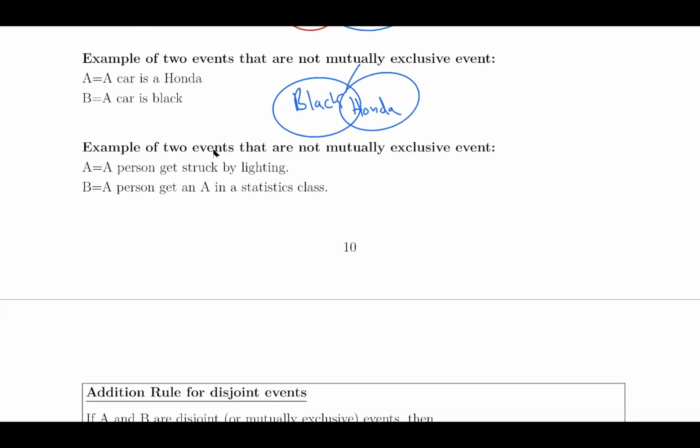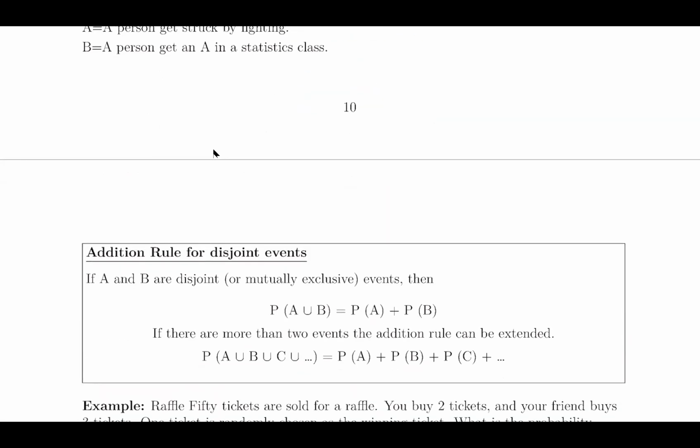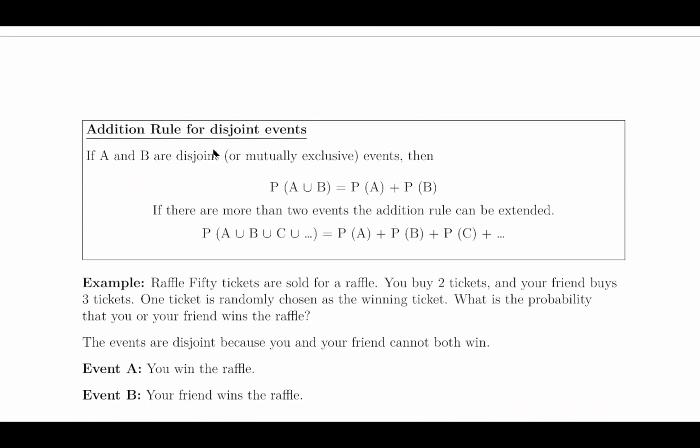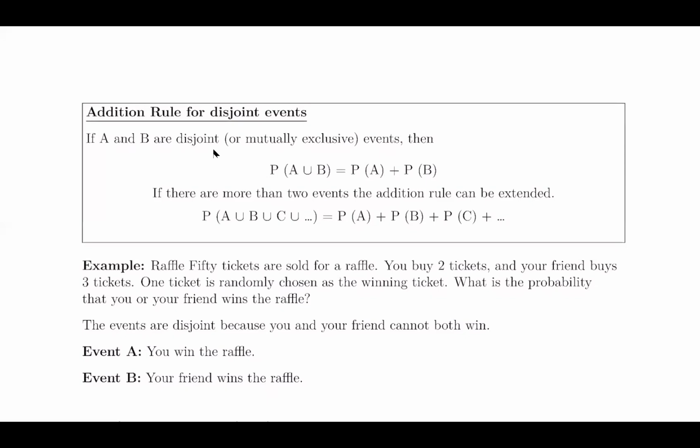All right, so let's go over to this addition rule. So we're going to do the addition rule. So the addition rule is when we're adding up probability. Correct. The last two are not mutually exclusive.